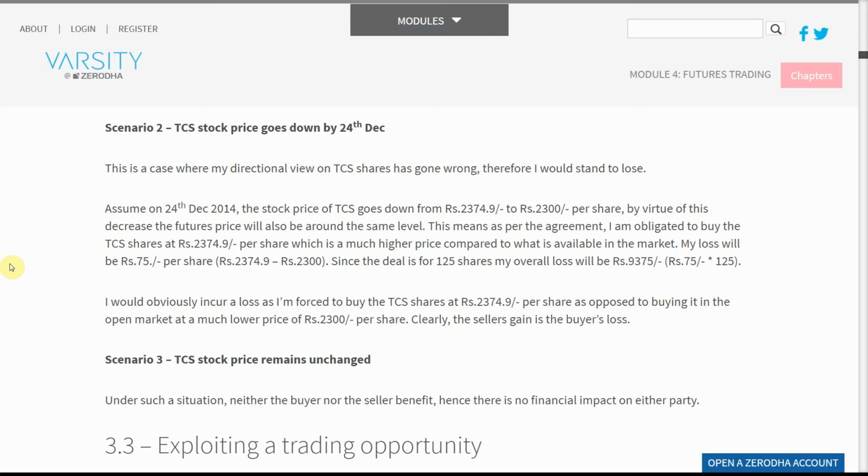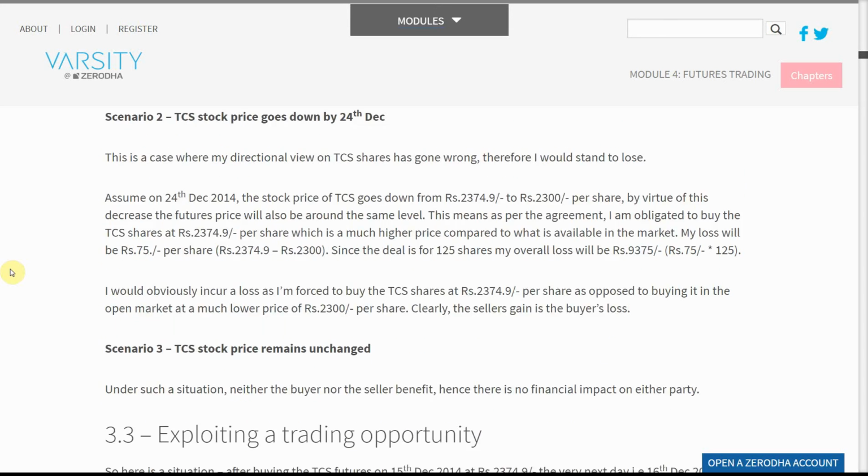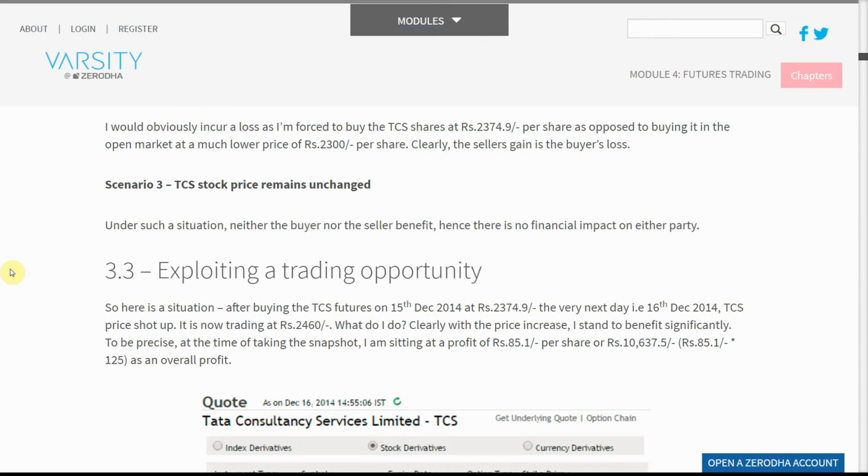This means, as per the agreement, I am obligated to buy the TCS shares at 2,374 rupees and 90 paise per share, which is a much higher price compared to what is available in the market. My loss will be 75 rupees per share, 2,374 rupees and 90 paise minus 2,300 rupees. Since the deal is for 125 shares, my overall loss will be 9,375 rupees, that is, 75 rupees times 125.